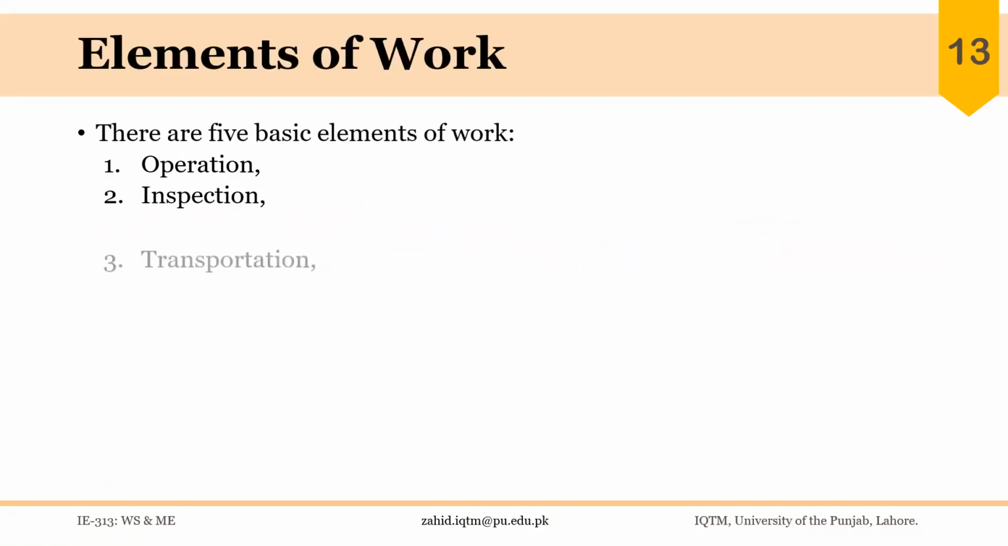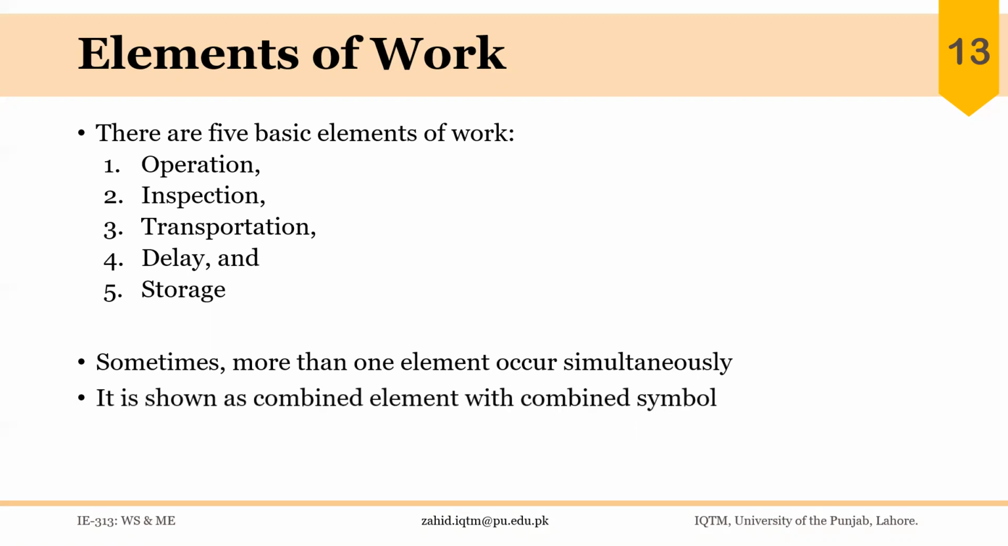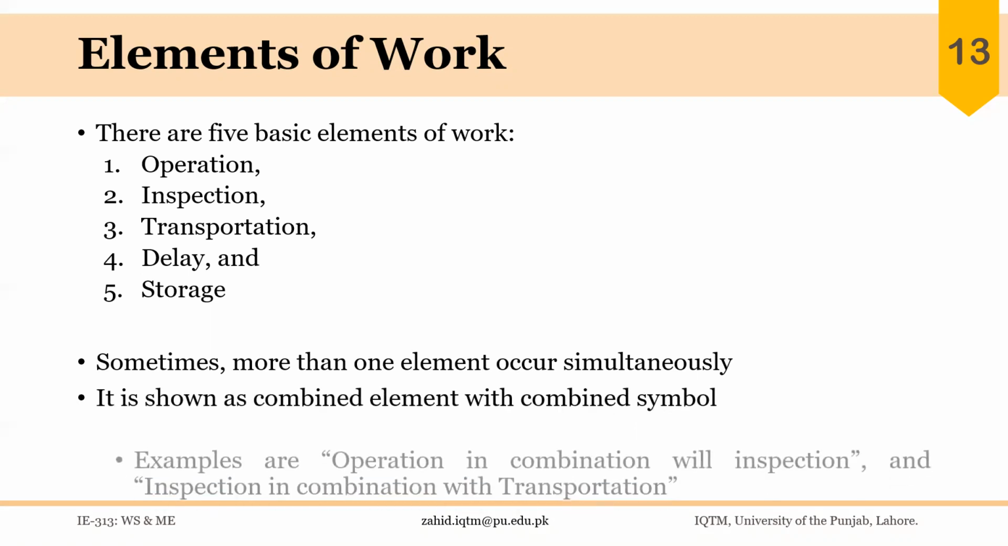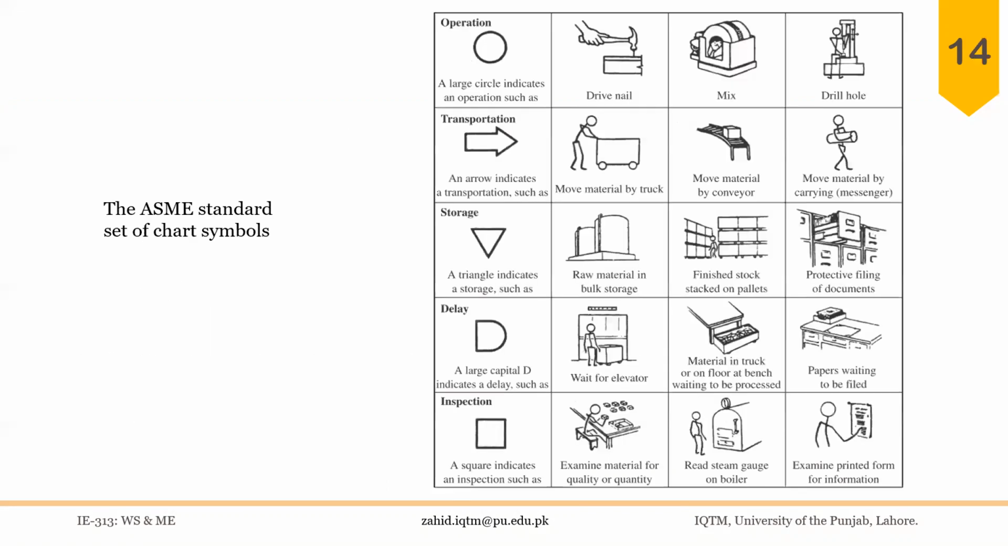There are 5 basic elements of work. They are operation, inspection, transportation, delay, and storage. We will see their symbol in the next slide. Sometimes more than one element occurs simultaneously. So it is shown as combined element with combined symbol. For example, operation in combination with inspection or inspection in combination with transportation. So in this case, we combine two symbols together. So these are the 5 basic elements of work.